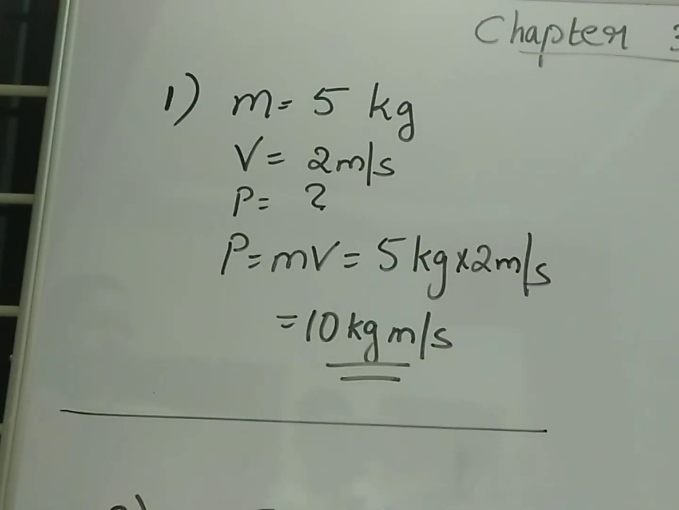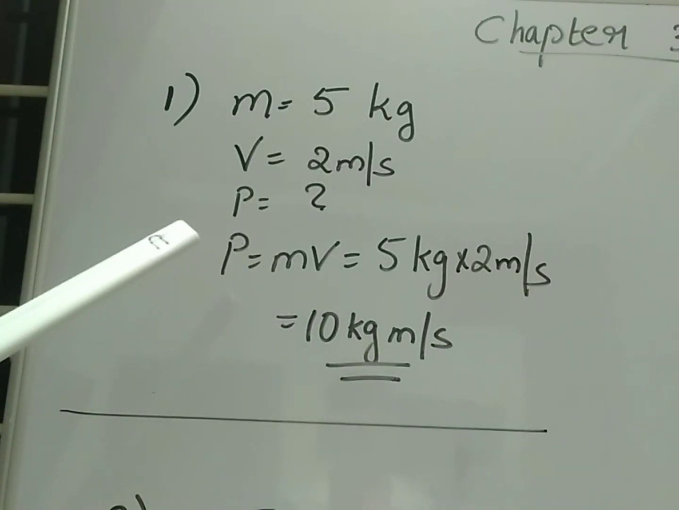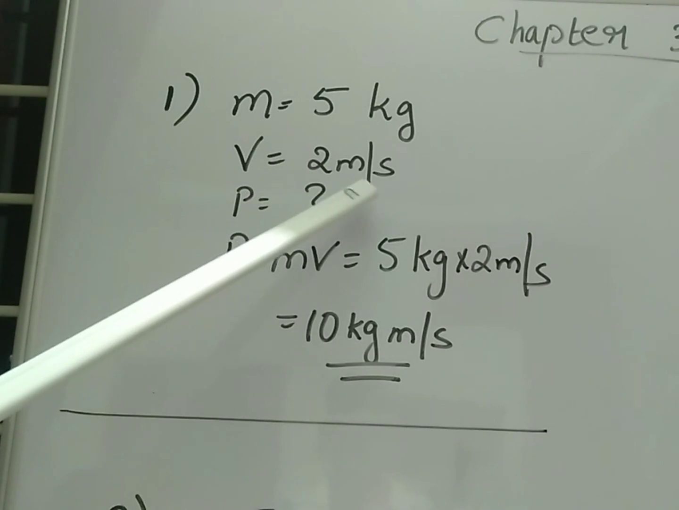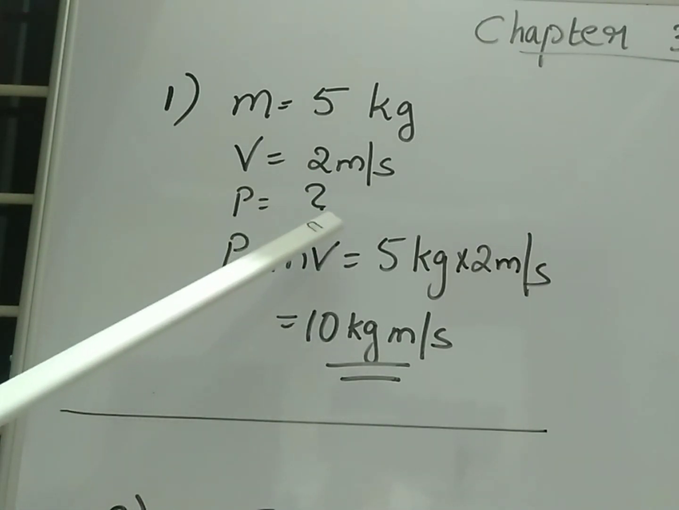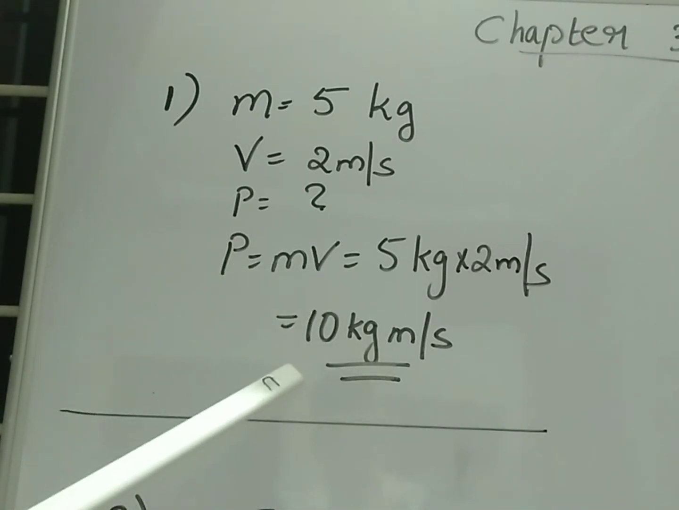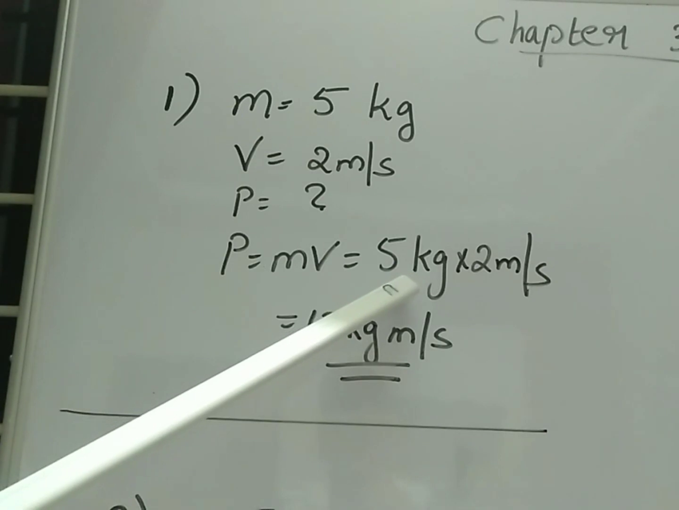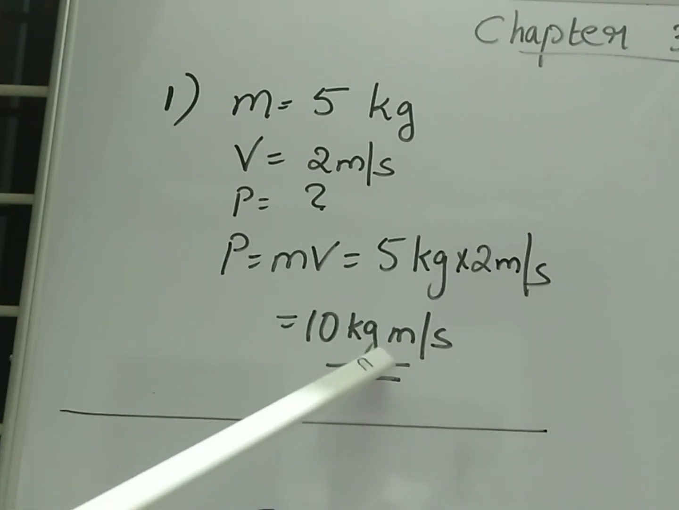Hi everyone, today we are going to start with the numericals of chapter 3C. In that first question, a body of mass 5 kg, mass is given 5 kg, moving with a velocity 2 meter per second. Calculate linear momentum P is equal to question mark. We have the formula P is equal to mv, mass into velocity, that is 5 kilogram into 2 meter per second. 5 into 2, 10, 10 kilogram meter per second.